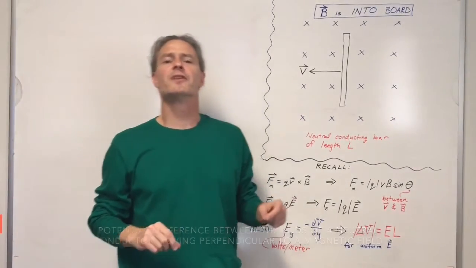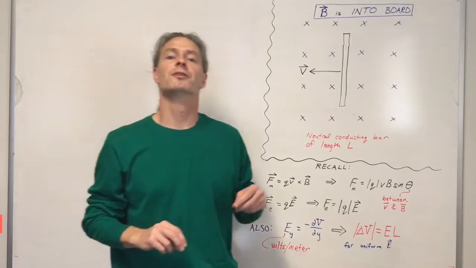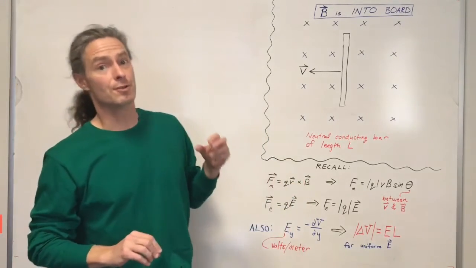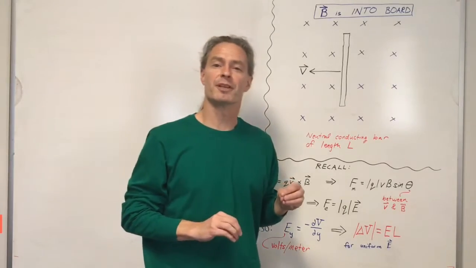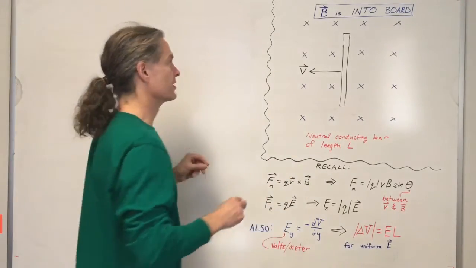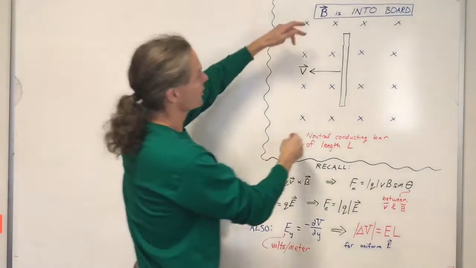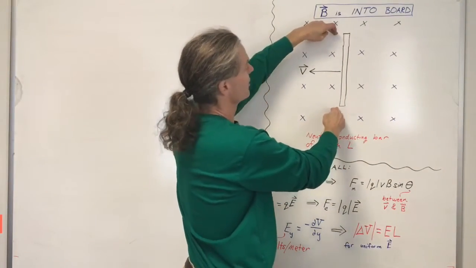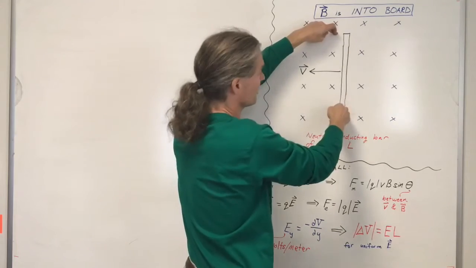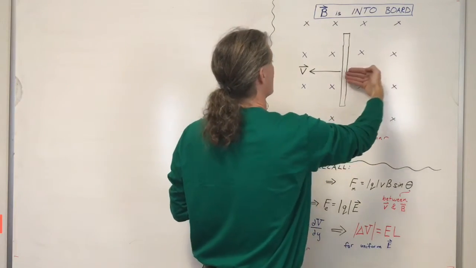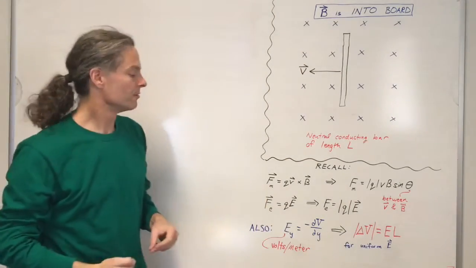Hi everybody, in this video I want to derive an expression for the electric potential difference developed between the ends of a neutral conductor moving perpendicular to a magnetic field. Alright, so let's imagine we have a magnetic field into the board. Our neutral conductor will be a neutral conducting bar of length L between the ends, and at this instant shown in the figure, the whole bar is moving to the left.